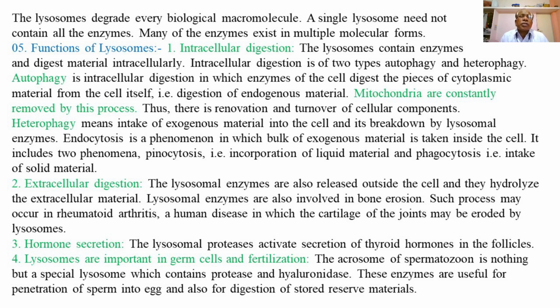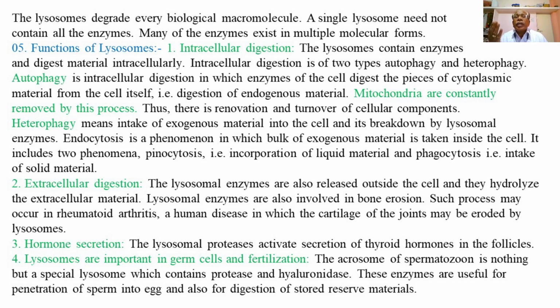Then the second type of intracellular digestion is heterophagy, meaning intake of exogenous material into the cell and its breakdown or digestion by the lysosomal enzymes. So heterophagy means the exogenous material, or the various materials, introduced or entering into the cell by the process of endocytosis, that is either pinocytosis or phagocytosis.